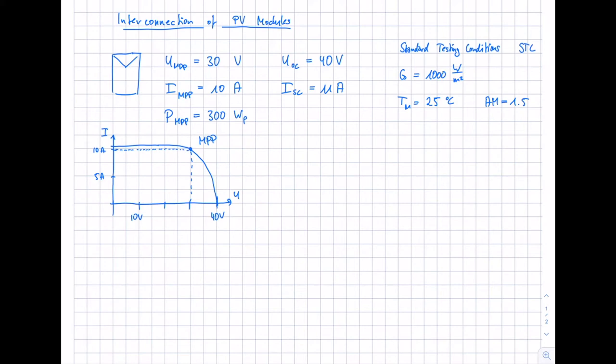And now what we want to have a look at is what is happening if we interconnect this module in series, and what is happening if we connect the module in parallel so that we get strings, and what is happening if we take this interconnection of modules in series and in parallel that we get a PV system. First step is the interconnection in series.